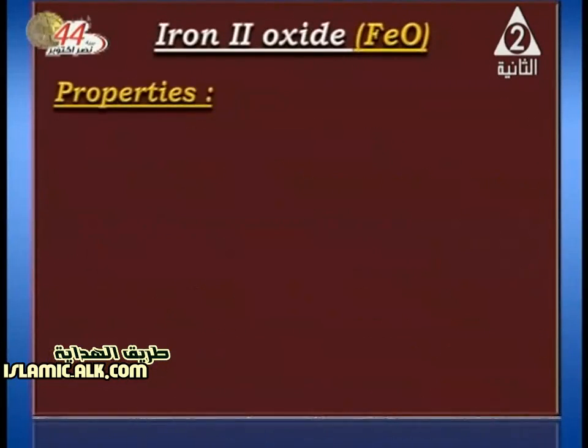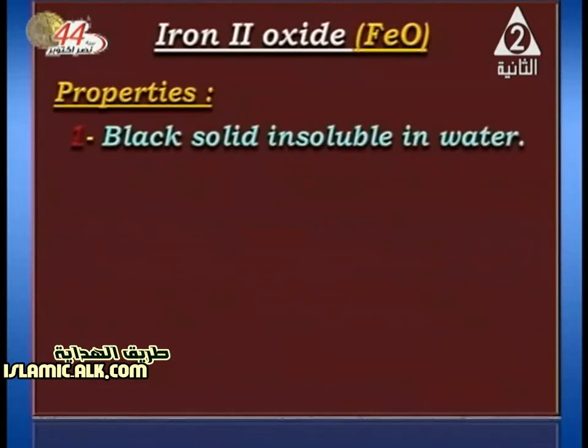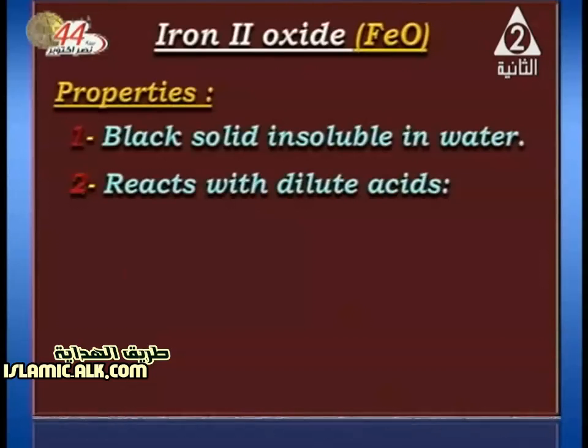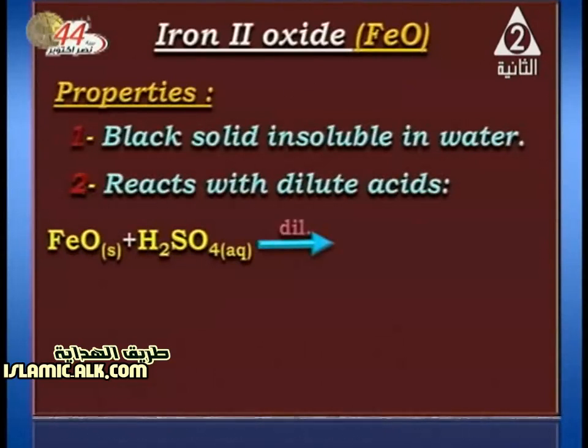What are the properties of iron 2 oxide? It is a black solid, insoluble in water, and reacts with dilute acids. As the equation proceeds, iron 2 oxide with dilute sulfuric acid gives iron 2 sulfate and water.